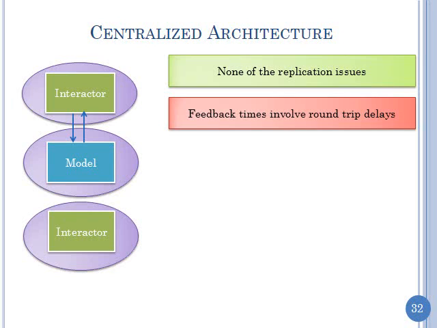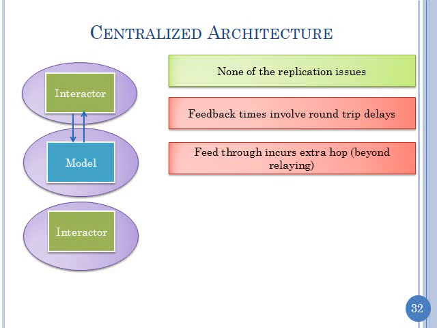So for feedback, I have an extra hop. For feed through, two hops, so also an extra hop. Okay, we have two hops, and if we have a relayer, we have yet another hop. Okay, so it goes from interactor to model to interactor. So that's the disadvantage. The advantage is things are safe. When in doubt, centralize.